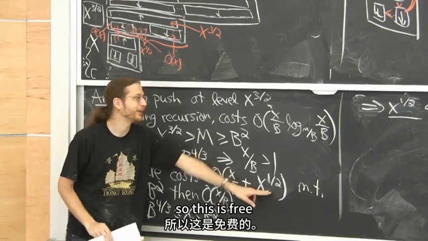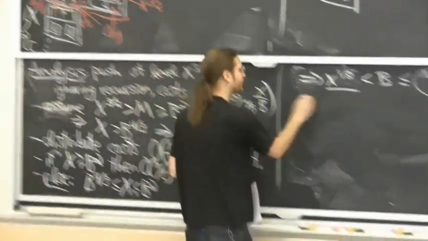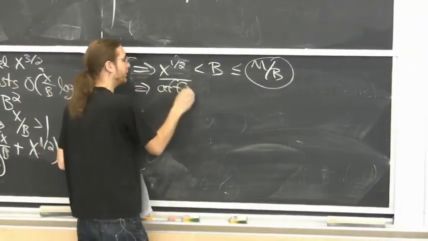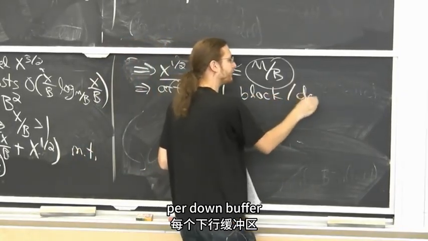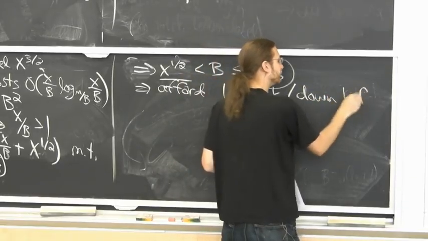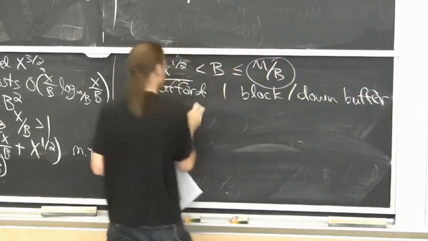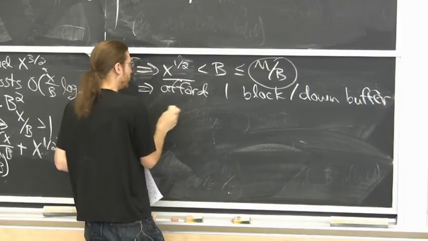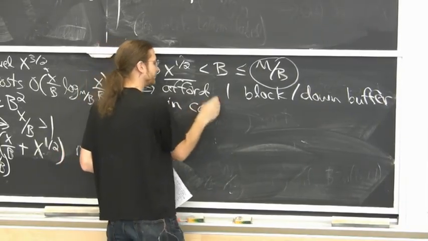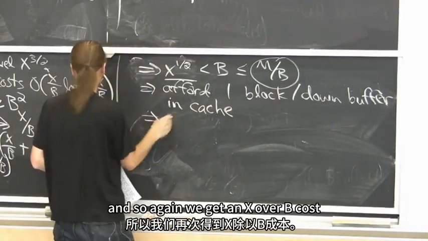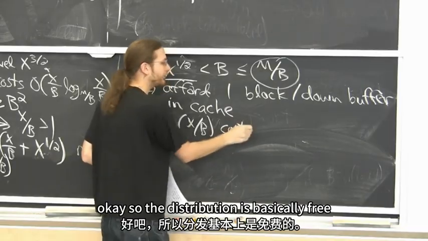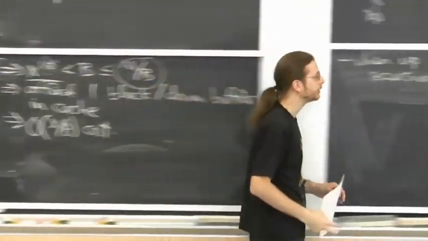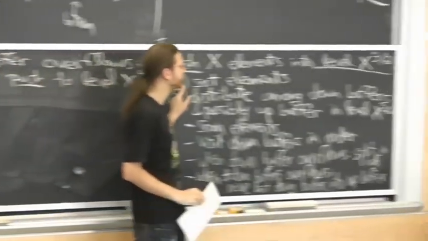So this is free. You can afford one block per down buffer in cache. And so again, we get an x over B cost. Okay, so the distribution is basically free. The hard part is the sorting.